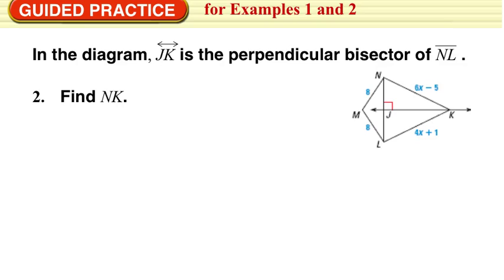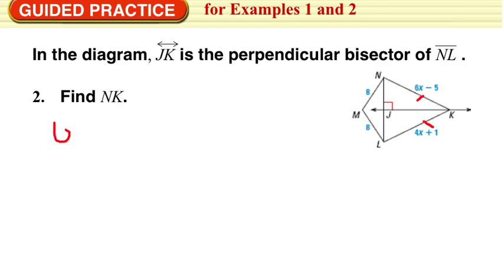Find NK on your own, pause the video, and then come back and check the solutions. So in order to find the length of NK, you need to identify, using the perpendicular bisector theorem, that NK has the same length as LK.